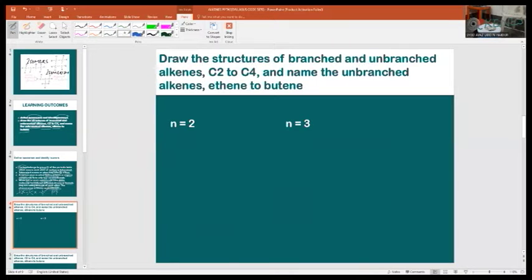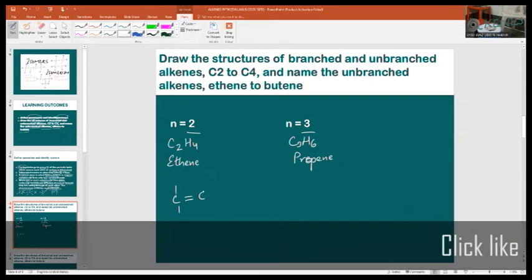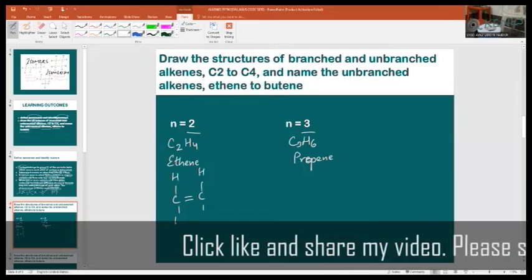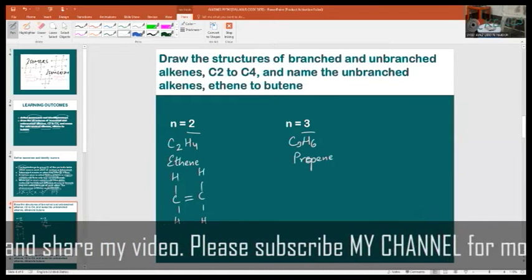Now let's draw the displayed formula of alkenes for the values of n as 2 and 3. If the value of n is 2, then the molecular formula will be C2H4. The name is ethene. If the value of n is 3, the molecular formula would be C3H6. Name is propene. Let's draw them. Their displayed formula for ethene will be like this. Isomer is not possible here. You can't have a different structure for this ethene.